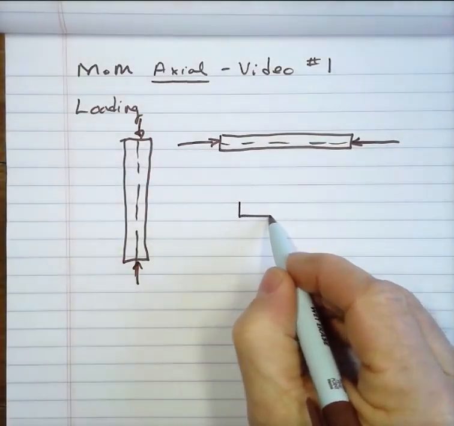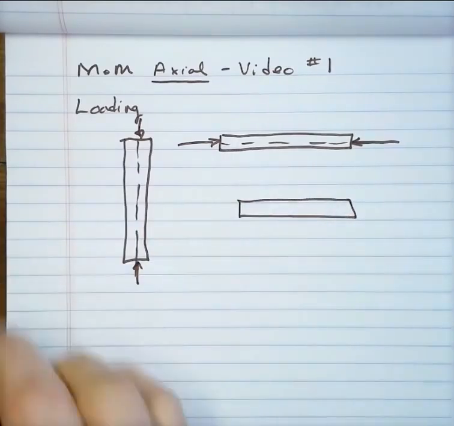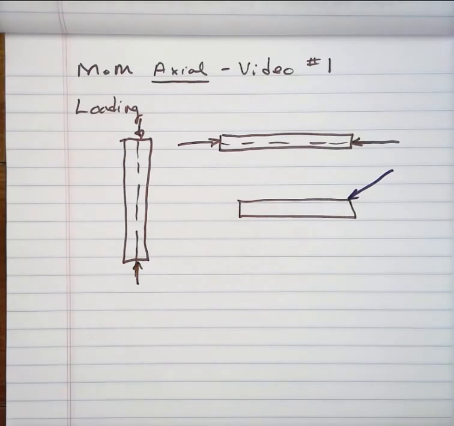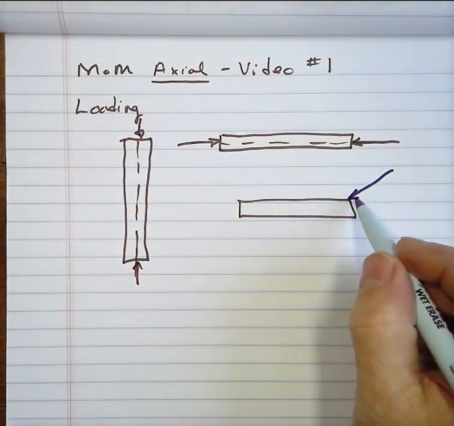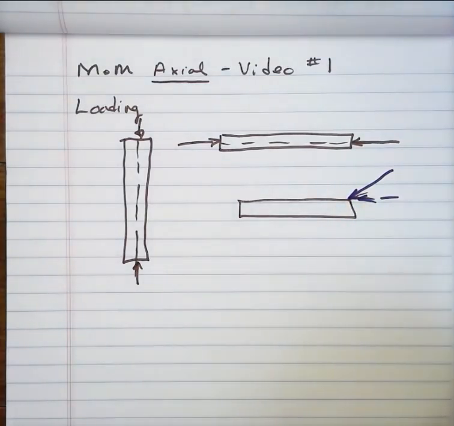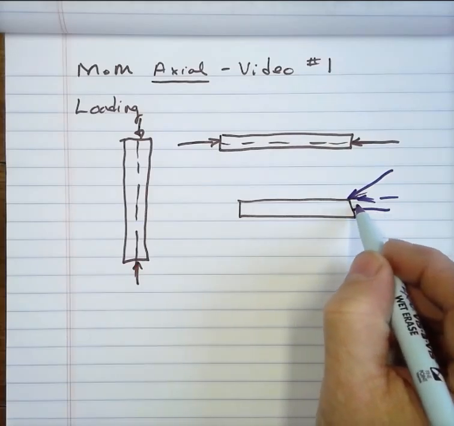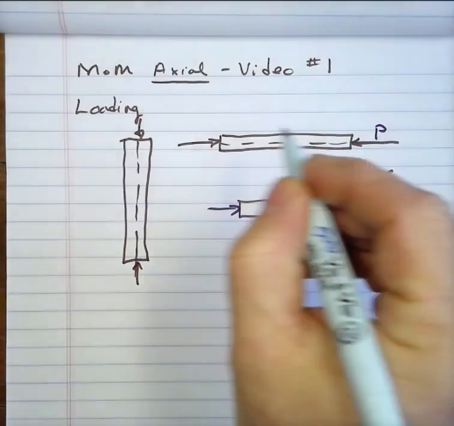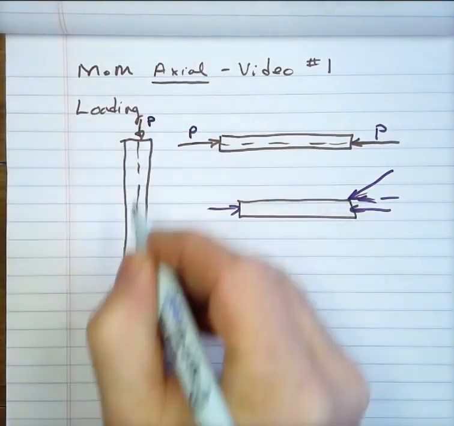In fact, you could have an object that has a force at an angle acting on it. If you wanted to find out what its axial load was, you would take that component that is in the direction of the primary axis. We would call that our axial force. Typically, the symbol for an axial force or an axial loading is the symbol P.